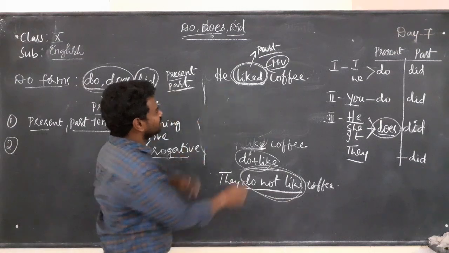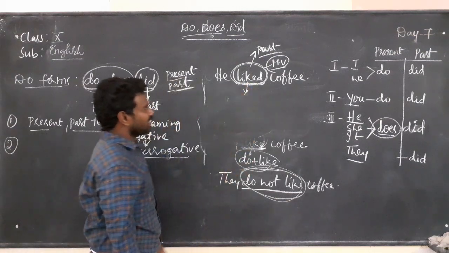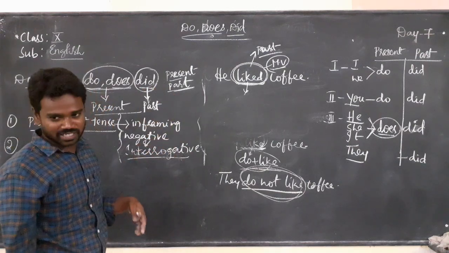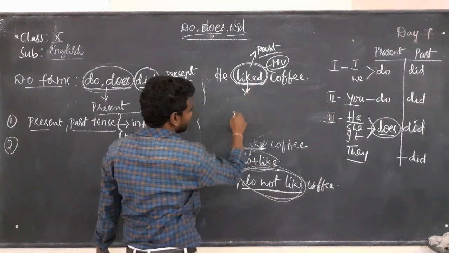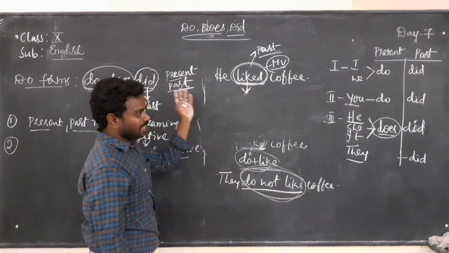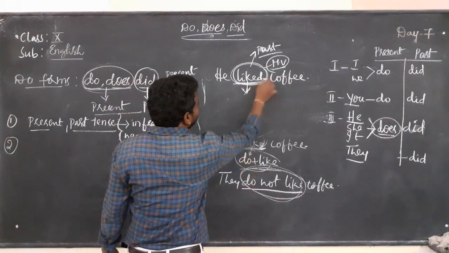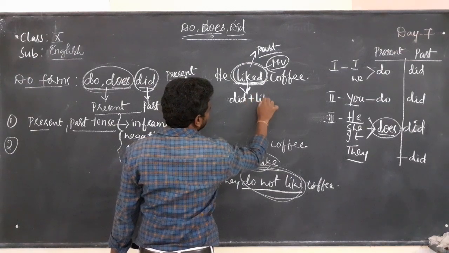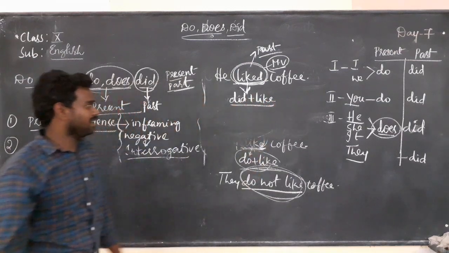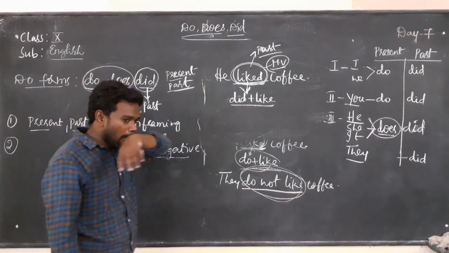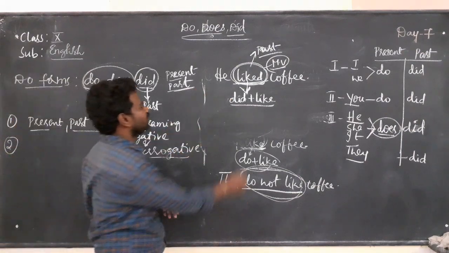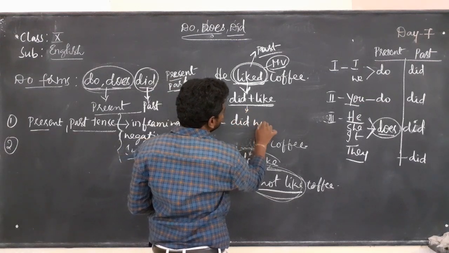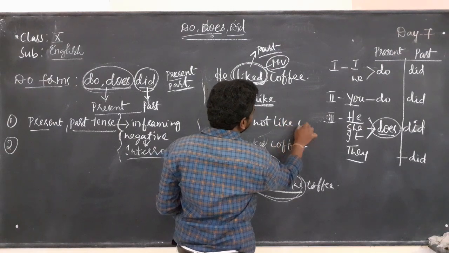Past. So liked, when it is a past, right? So what will be the helping verb when I want to change this into a negative? So when I want to change this one into a negative, I need the help of a helping verb. What is the helping verb here? Liked means did plus like. Did plus like is equal to, we can say, liked. So he liked coffee. So when I change this into a negative, he did not, or he didn't like coffee.